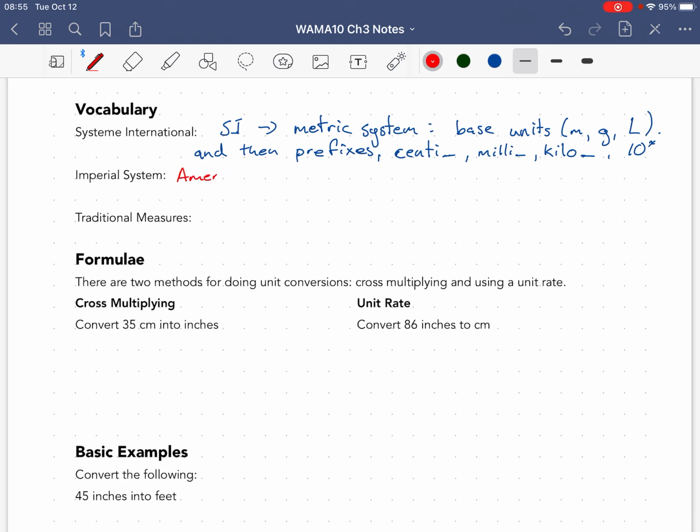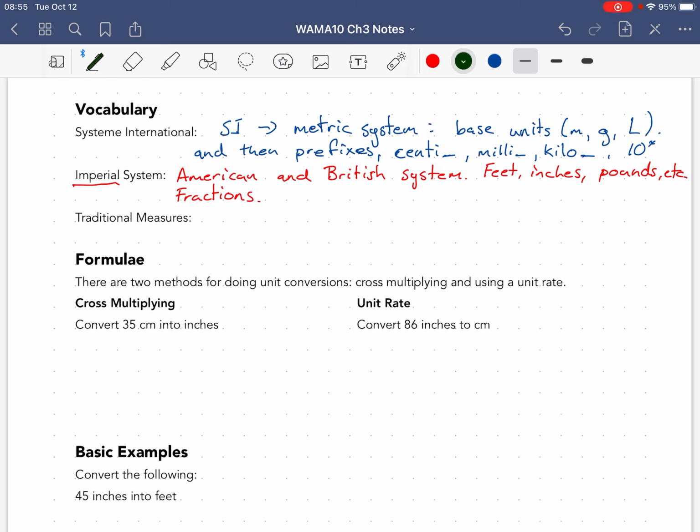The imperial system is what they use in the US. There's the American and British. This has units like feet, inches, pounds, etc. There's only a few countries in the world that still use the imperial system, America being the biggest one. In Canada, we have to deal with the imperial system because we deal with the US a lot. This is generally based on fractions.